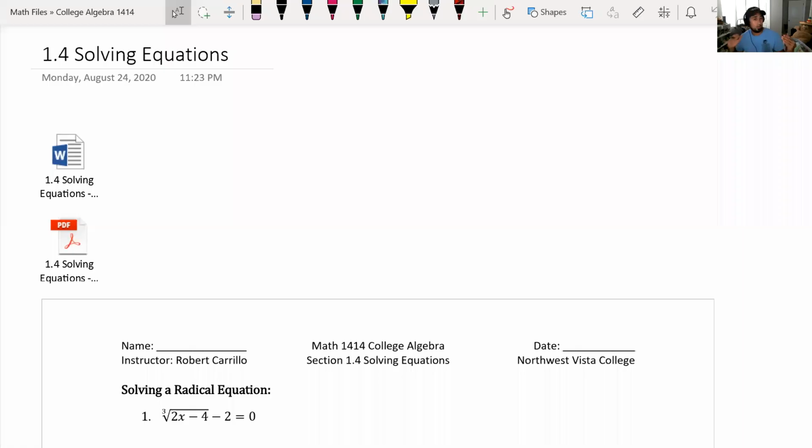All right. Welcome, everybody, to College Algebra 1414. This is section 1.4, solving equations.